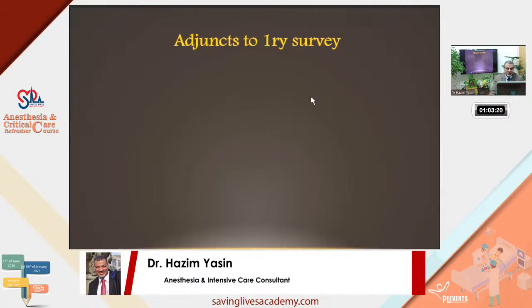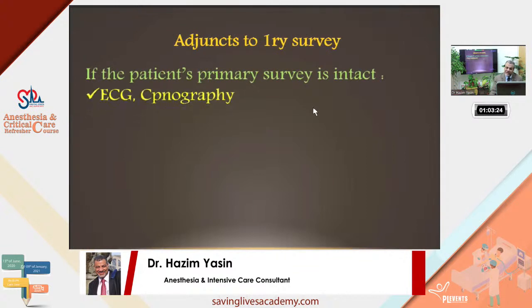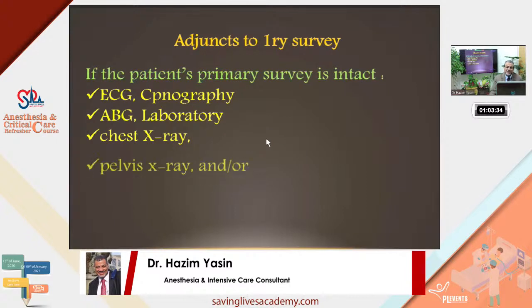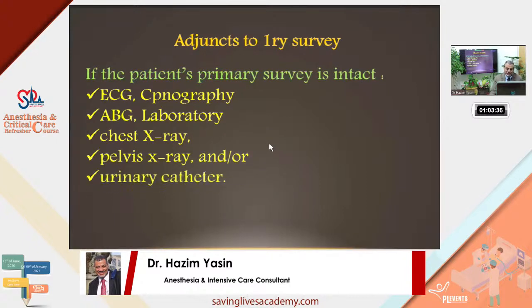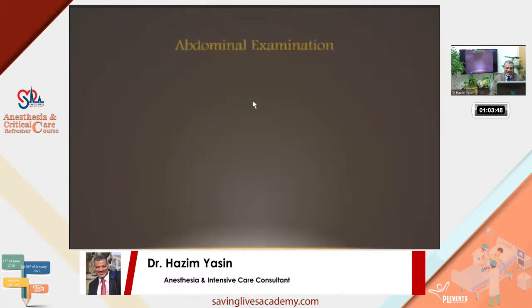What are the adjuncts for the primary survey? The primary survey needs ECG, capnography, arterial blood gas, laboratory tests, blood draw, chest x-ray, pelvis x-ray, urinary catheter, and FAST examination, and of course Dr. Waleed and Dr. Ashraf are using the sonar and echo. Abdominal examination: how do we approach the abdominal examination?